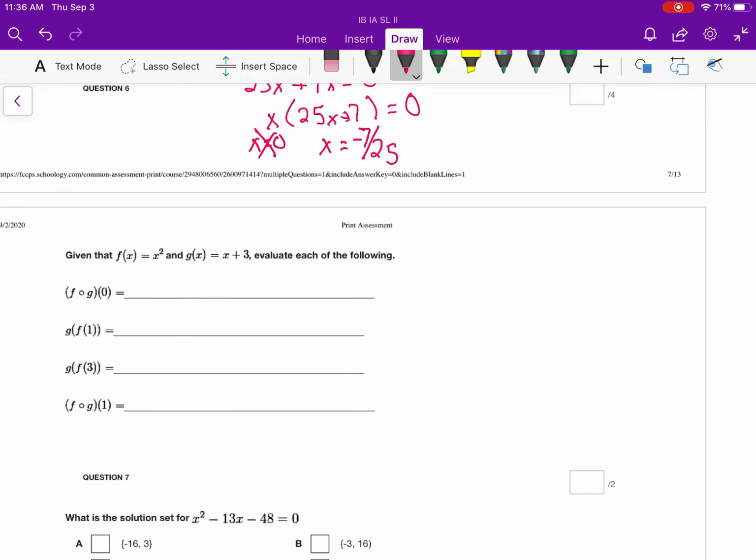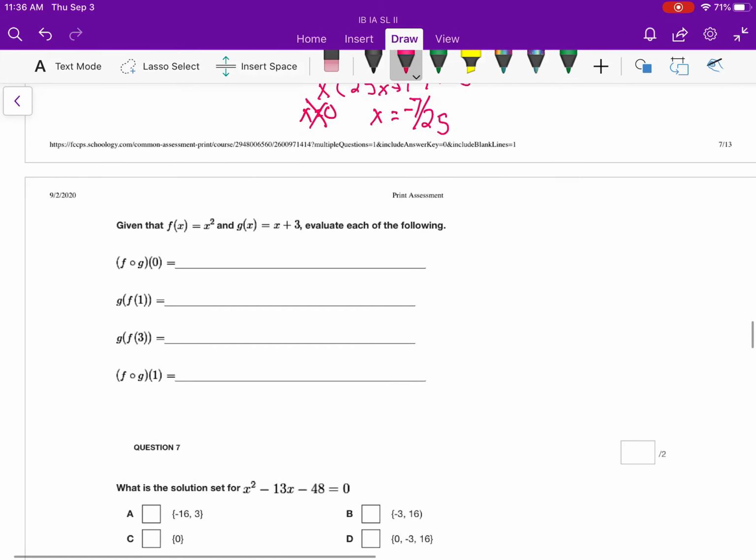Okay, then we got these, just solve the function. So this means f of g of 0. That means start inside out. g of 0 is 0 plus 3, so that's just 3. So we've got f of 3, which just gives us 9. So these are all working inside out.